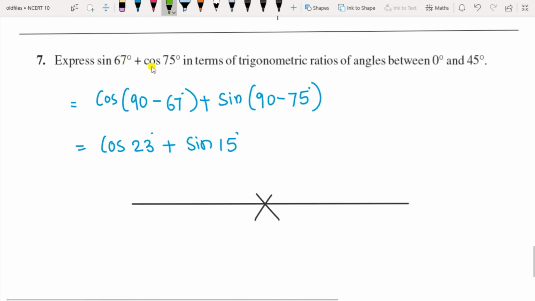Express sine of 67 plus cos of 75 in terms of trigonometrical ratios of angles between 0 and 45. So you have to express it between 0 and 45 now, so you have to decrease these angles. So sine of 67 means cos of 90 minus 67, and cos of 75 means sine of 90 minus 75. So 90 minus 67 is 23 and 90 minus 75 is 15. So this we cannot solve further. So this much is your answer.